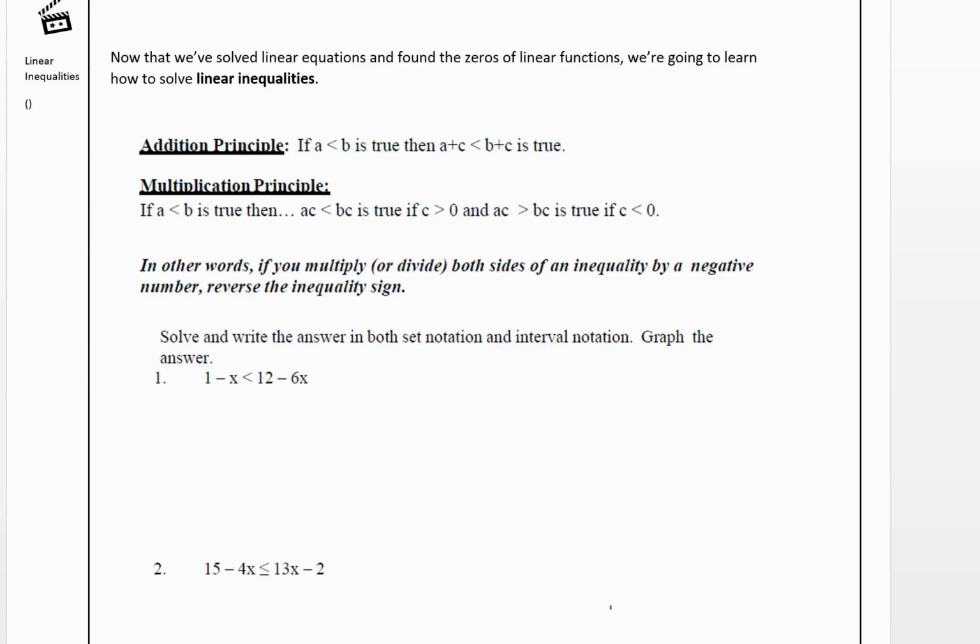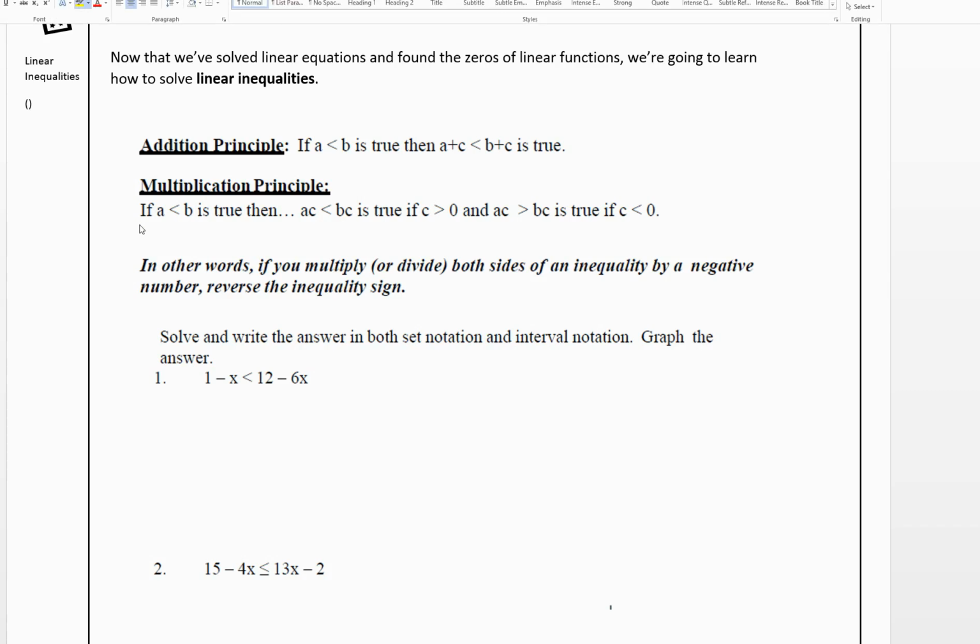Okay, so far in this unit you've learned how to solve linear equations and found zeros of linear functions. And now we want to solve inequalities, when we have a less than sign, a greater than sign, a less than or equal to sign, or a greater than or equal to sign. Now this will be very similar to solving linear equations. When you just need to add or subtract something from both sides, you can do that, no problem. That's what the addition principle says.